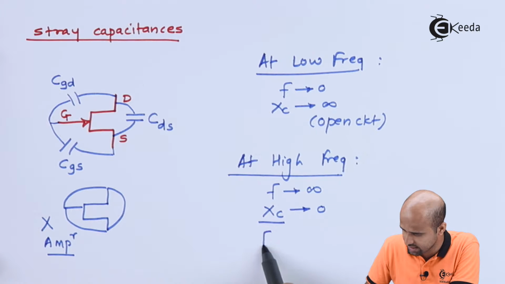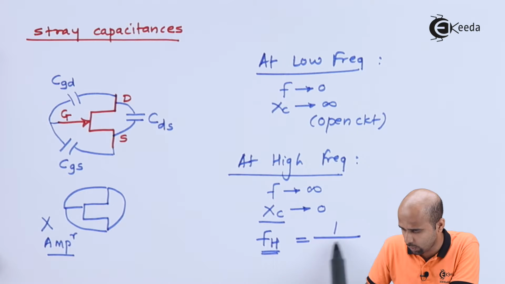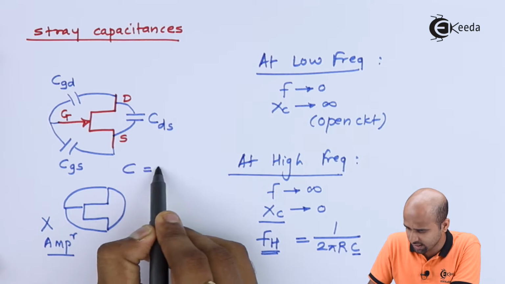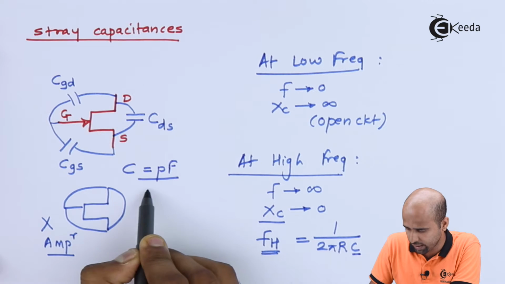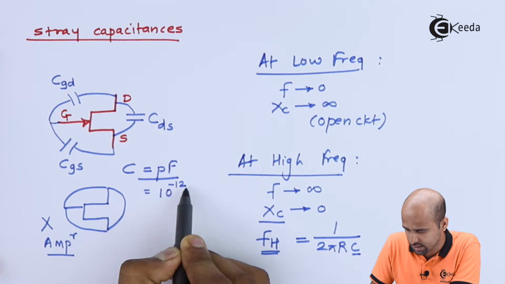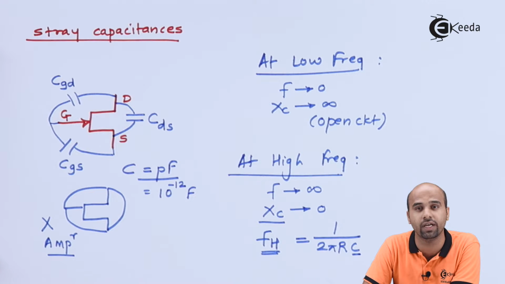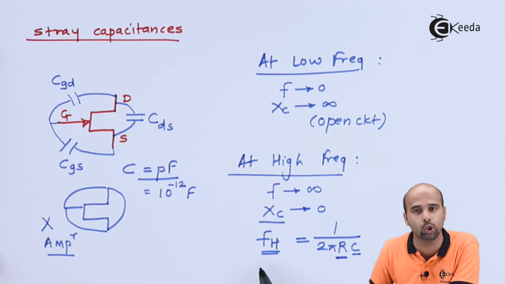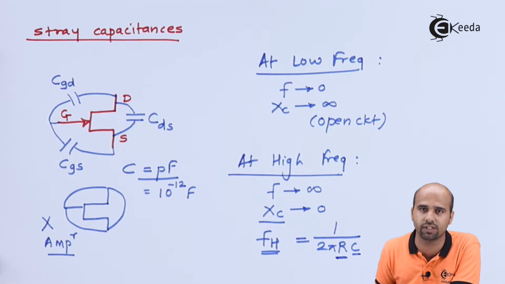We will do the designing of cutoff frequency, because frequency is nothing but 1 upon 2 pi RC. We all know what the value of C is while fabricating. All these C values are in picofarad. Picofarad means 10 to the power minus 12 farad, which is a very small value. Now we have to design the value of R in such a way that I will reach a particular value of FH, right? This is your design perspective of the circuit.